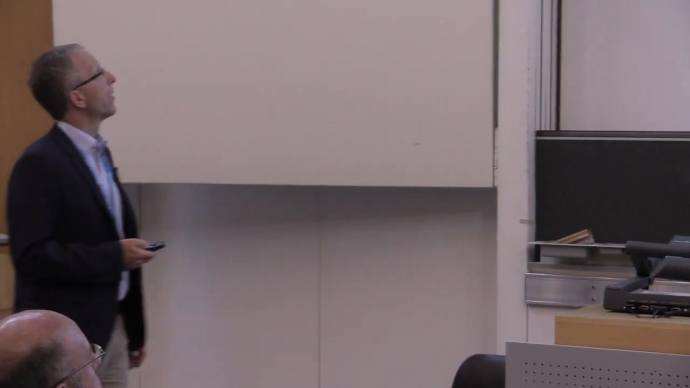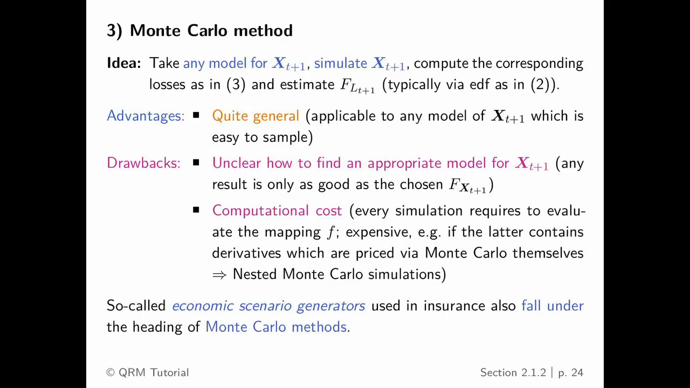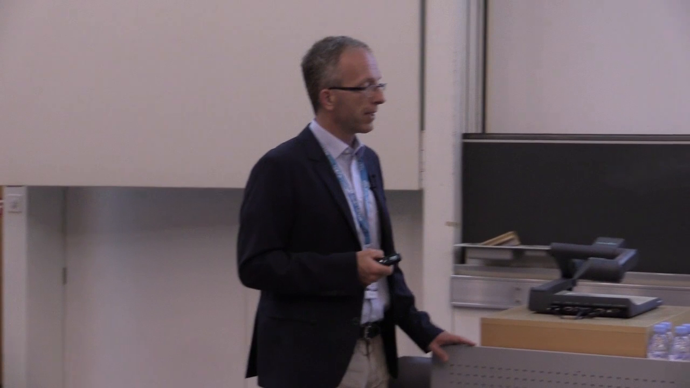The second or the third thing is the Monte Carlo method. There you use a simulation method. You don't look at past losses, but you have a statistical model, and you generate economic scenarios from that model and then evaluate your loss distribution out of that. It is quite popular in insurance, and you have lots of economic scenario generators. We're going to look at all of this in more detail in the context of market risk management on Wednesday morning.